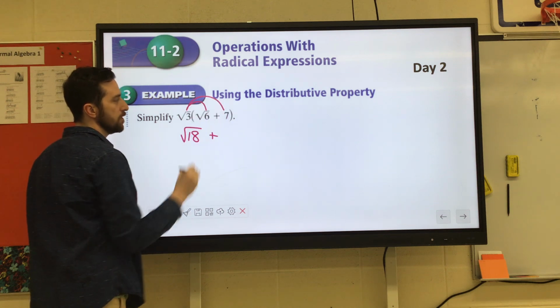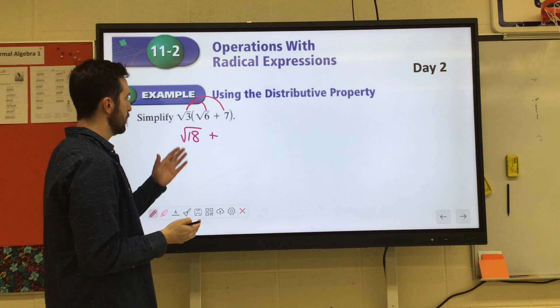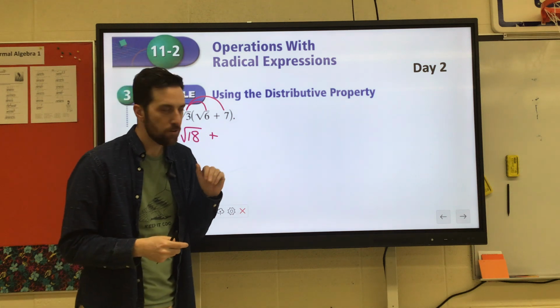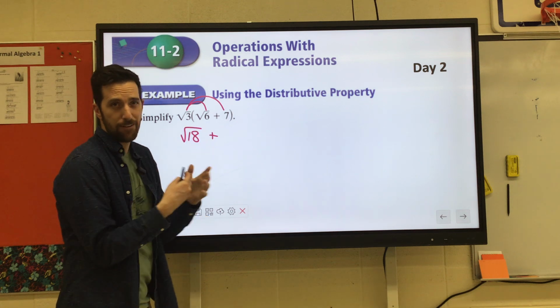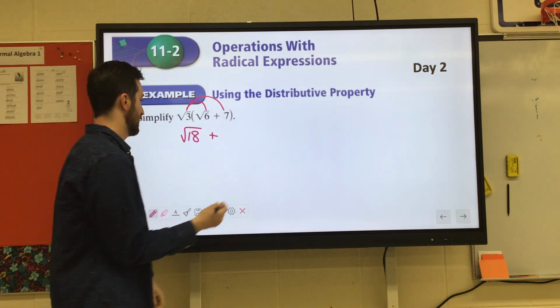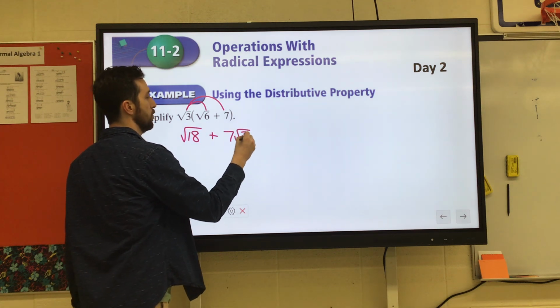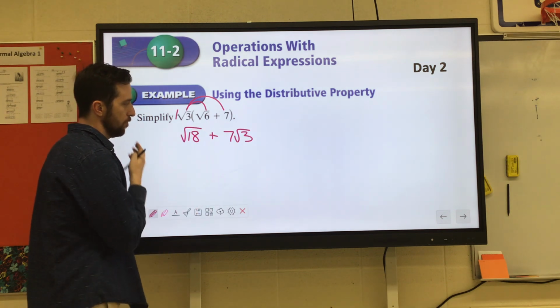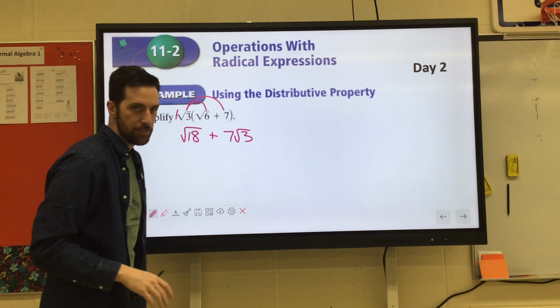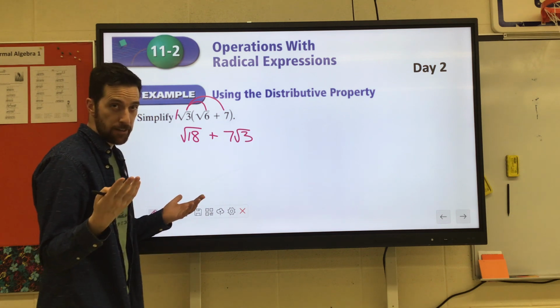Plus, when I do root 3 times 7, remember, we're not going to make it root 21 because that 7 is not in a radical. 7 times the square root of 3 is just 7 root 3. You just mash them. 7 root 3. Or you can think of root 3 as 1 root 3. 1 root 3 times 7 is 7 root 3.